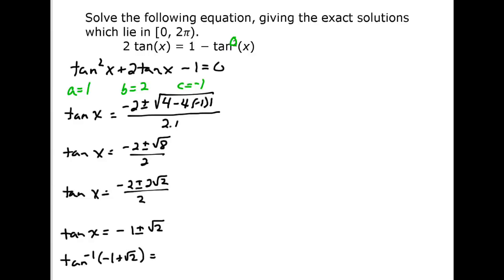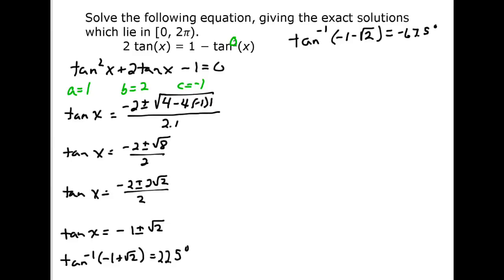Tangent inverse of negative 1 plus the square root of 2 is 22.5 degrees. And then we'll do tangent inverse of negative 1 minus the square root of 2. And when we do that, we get negative 67.5 degrees.